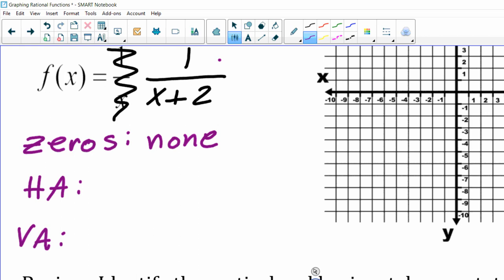So what's your horizontal asymptote? Y equals 0. Your horizontal asymptote is y equals 0. Yes, ma'am.